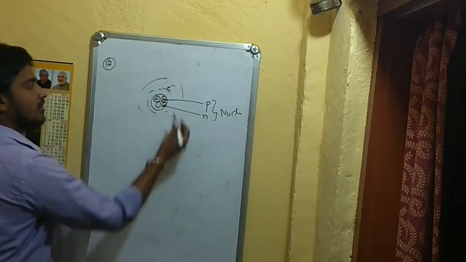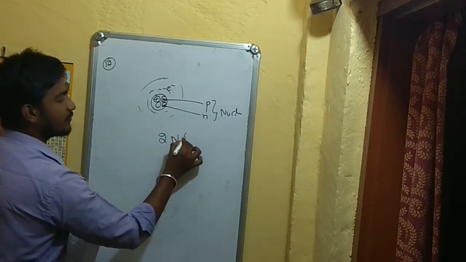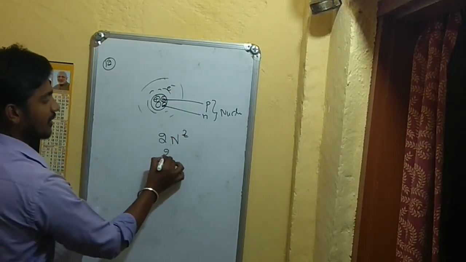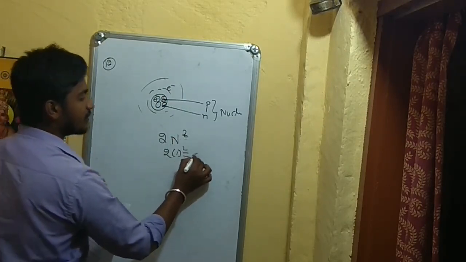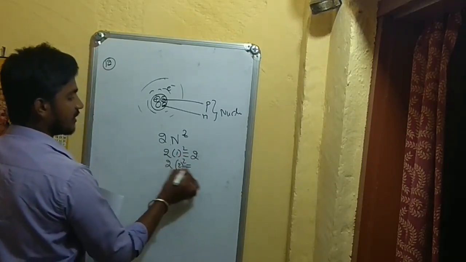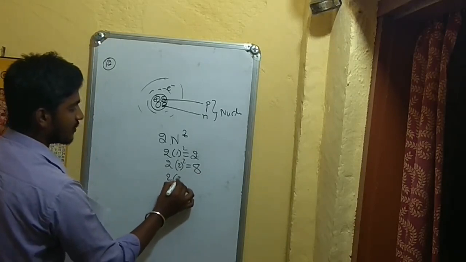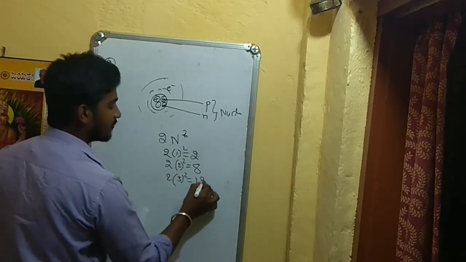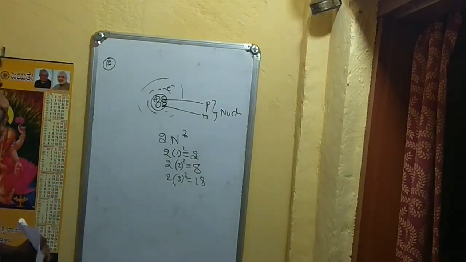The electrons are in the ratio 2n square. First orbit, n is equal to 1, 1 square means first orbit will be 2. Second orbit, 2 square means it will be 8. Third orbit, 3 square, 18. Like that it goes on.